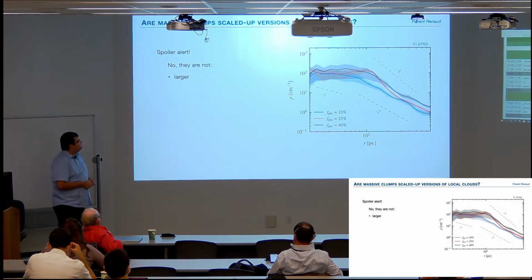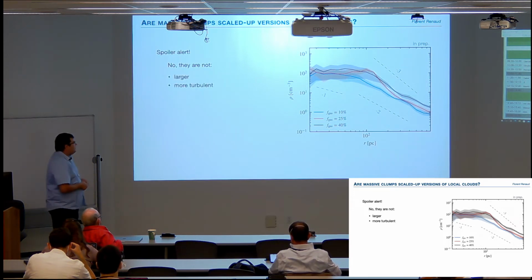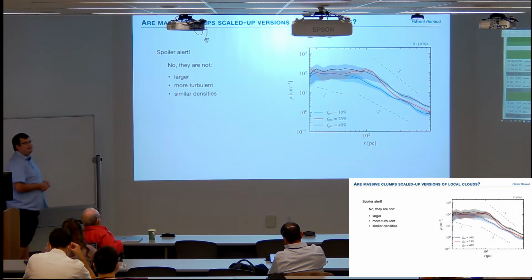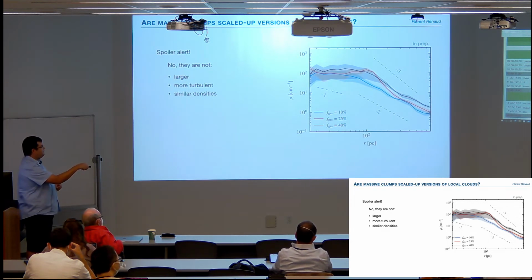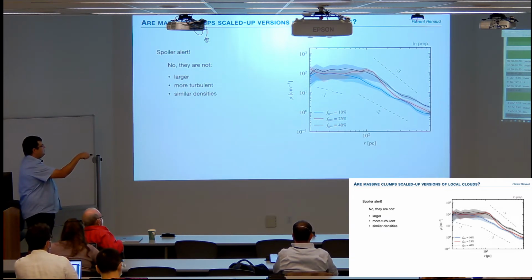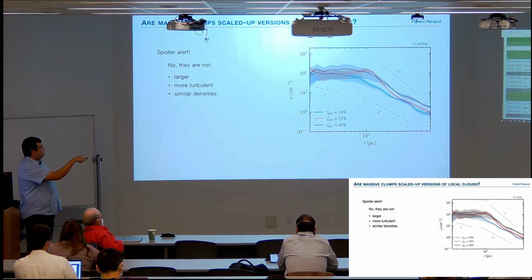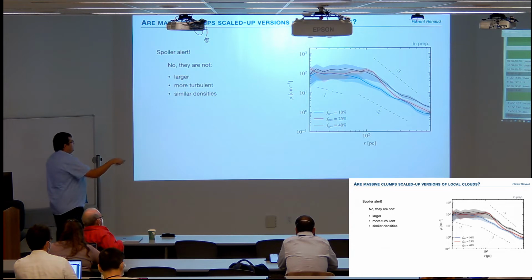They are larger, they are more turbulent, but they have similar densities. And you can see that in this density profile, as a function of radius in the clump. You see that the three cases, so the three gas fractions, reach the same value. The shaded areas are just the dispersion over many, many clumps. So they expand to larger radii in black and red, but have similar central densities.